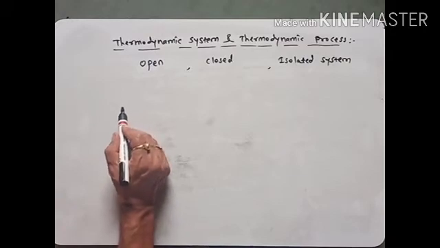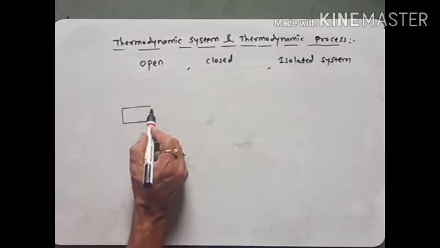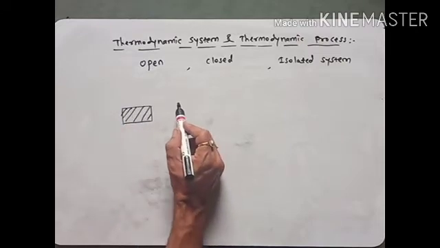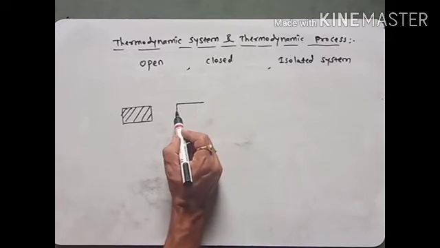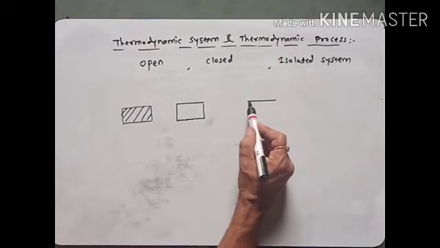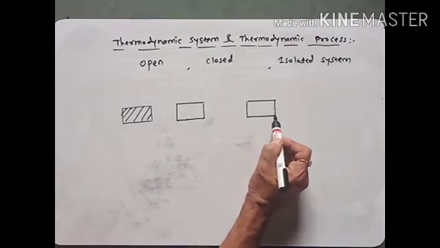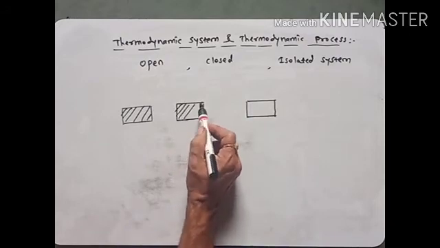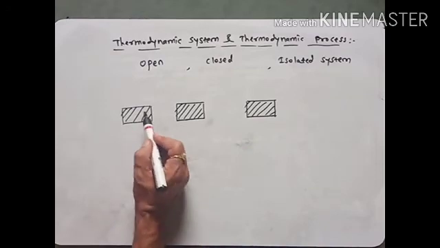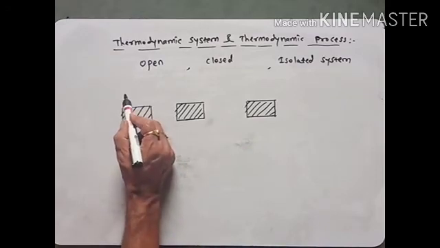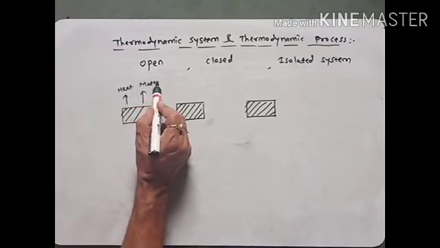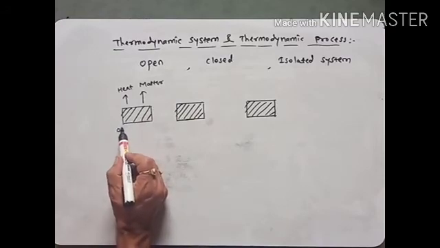Suppose we consider this is the matter, directly this is the matter. And we consider here another one, suppose this is the matter. Now here this matter is open. It exchanges heat and also matter with the surrounding, so we call it an open system.